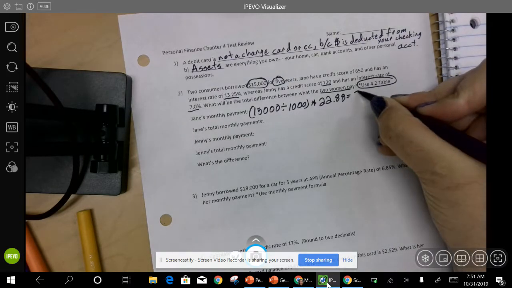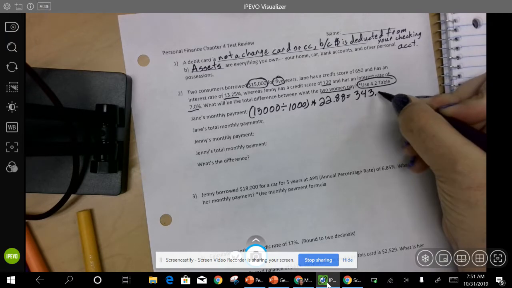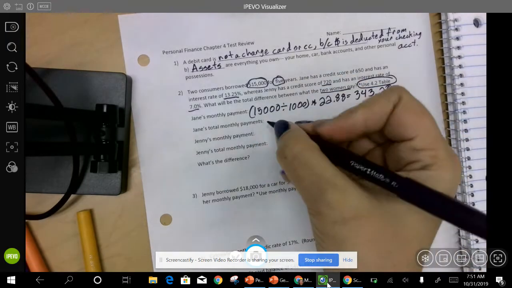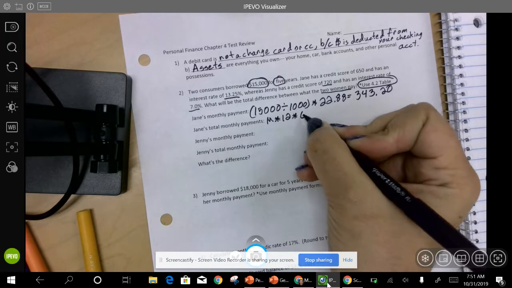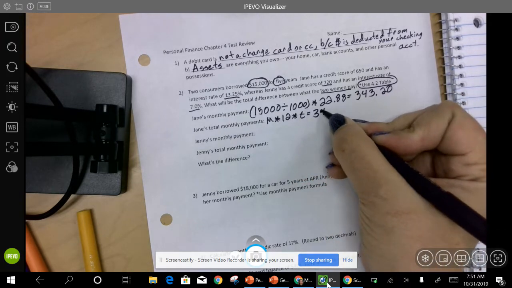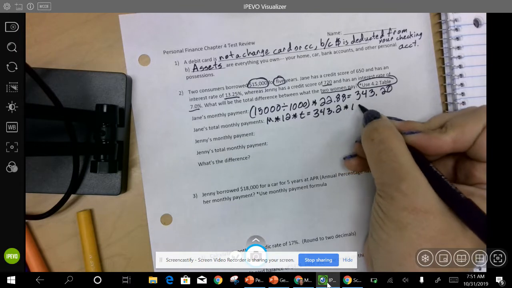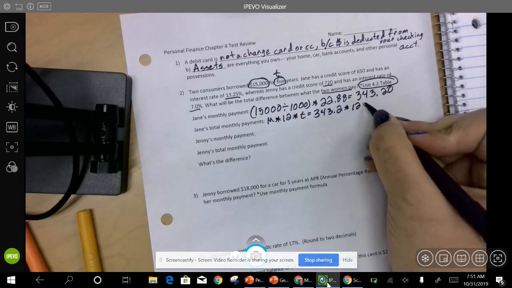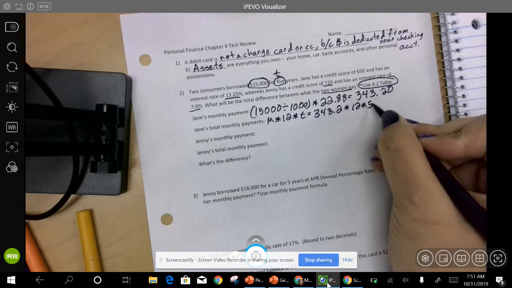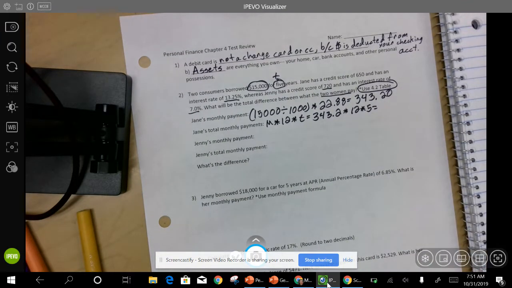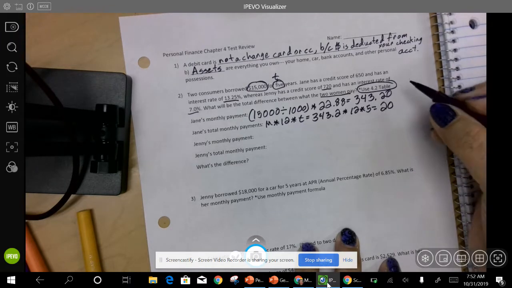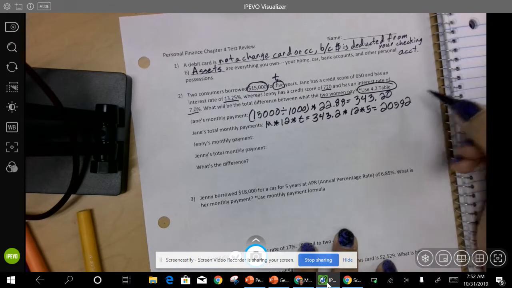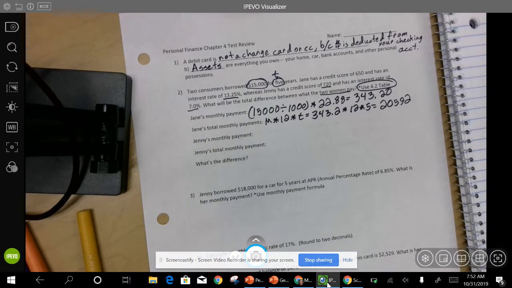So I got $343.20, her monthly payment. So remember, it's going to be our monthly payment amount times 12 times the time. So I'm going to multiply those all together. Remember 5 years is the time. And I got 20,592.